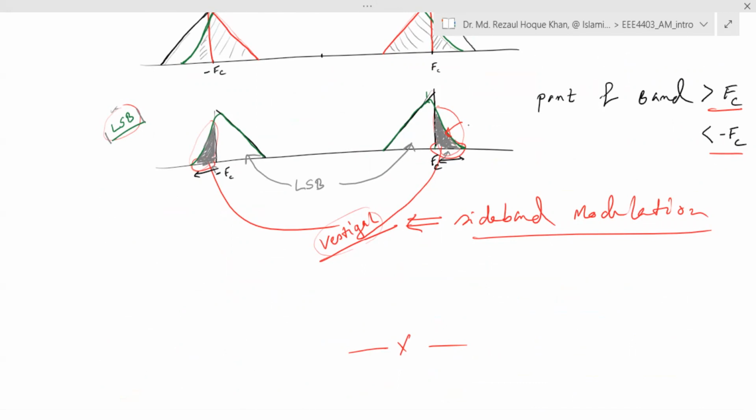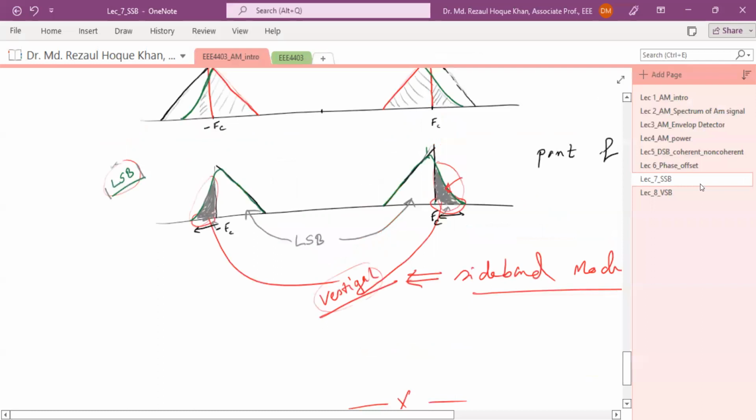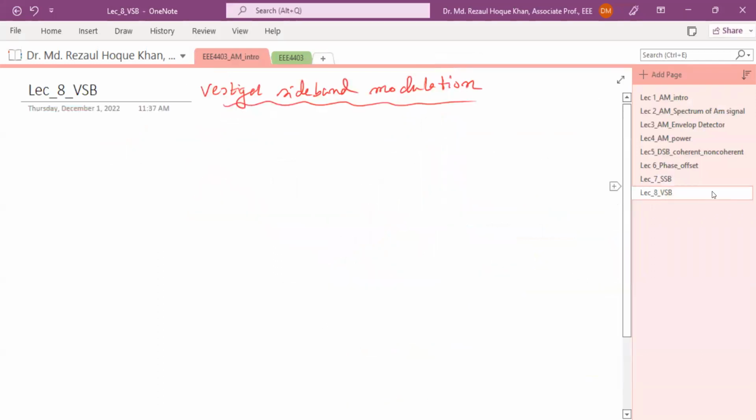That scenario gives us a new idea of a modulation technique, which is called vestigial sideband modulation.